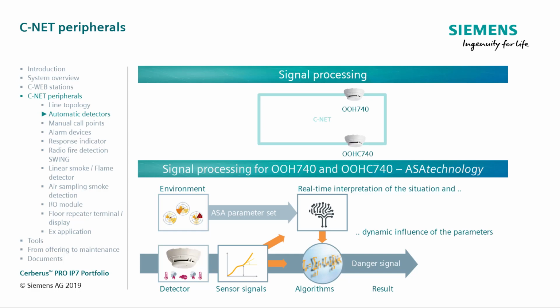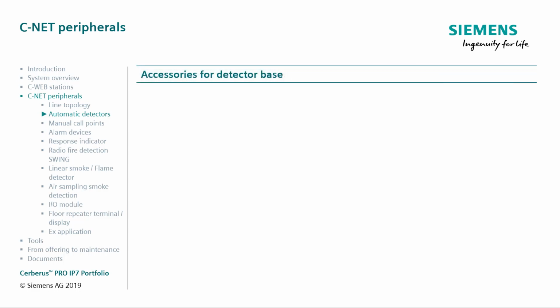In contrast to the detection algorithms, selected parameters in ASA technology are not fixed. The situation variables are interpreted in real time, which has a dynamic impact on the selected ASA parameter set. This means that the detector's optimum effective range is adjusted, allowing it to be more sensitive to fires, but less easily tricked by deceptive stimuli.